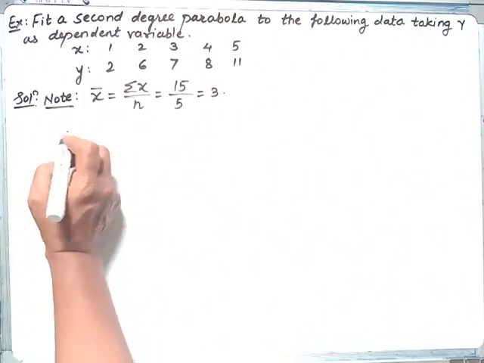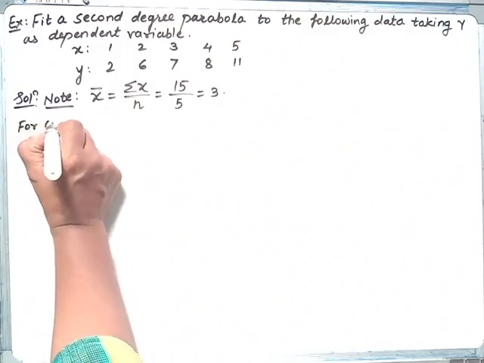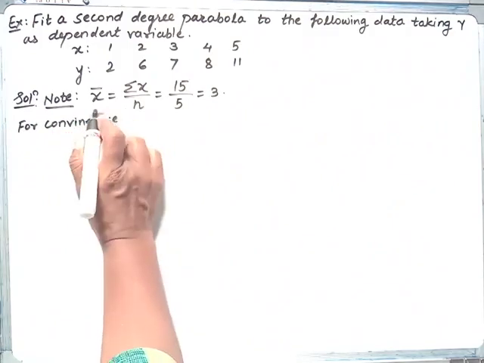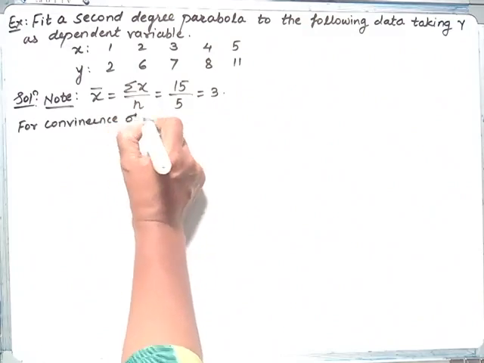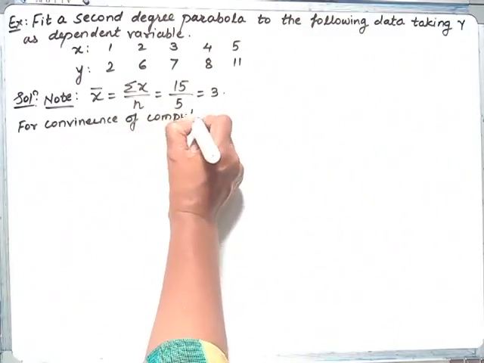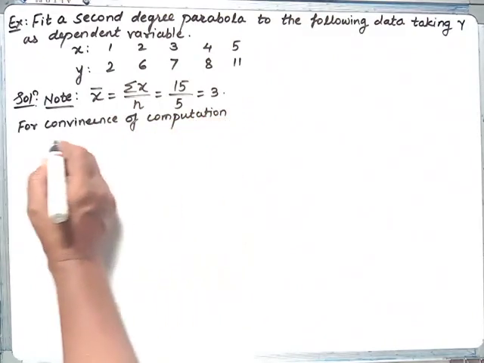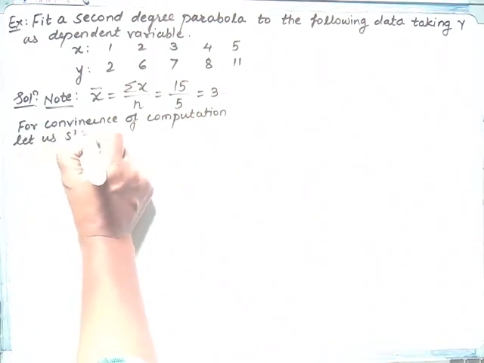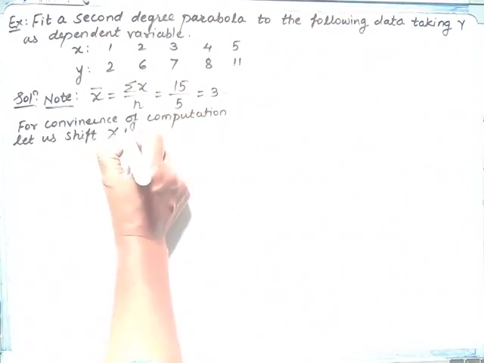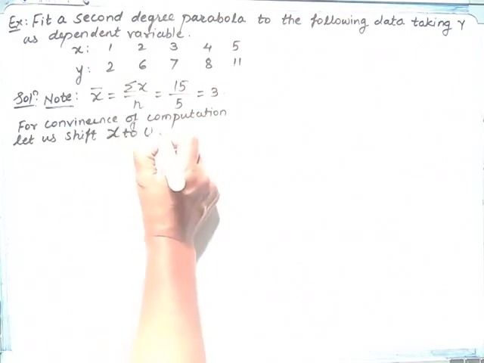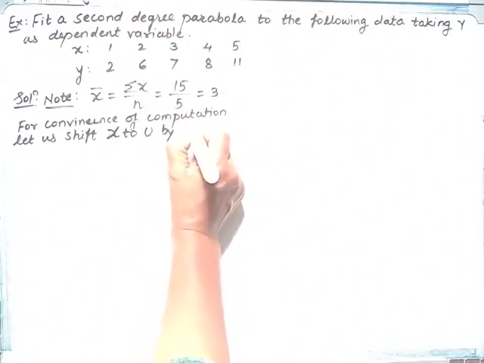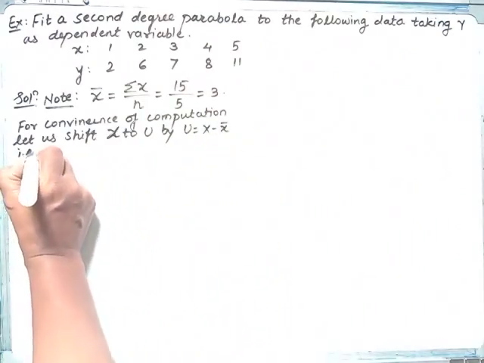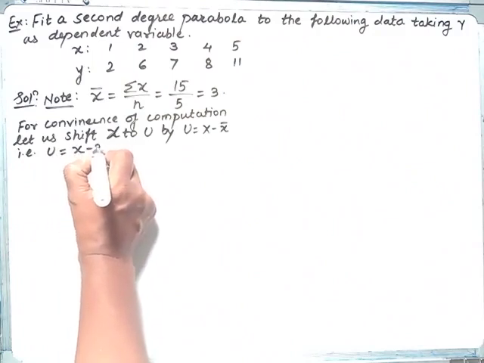Now for convenience of computation, let us transform x to u by taking a deviation about the mean, that is u equal to x minus x bar, that is u equal to x minus 3.